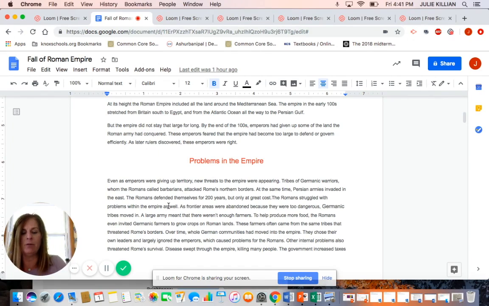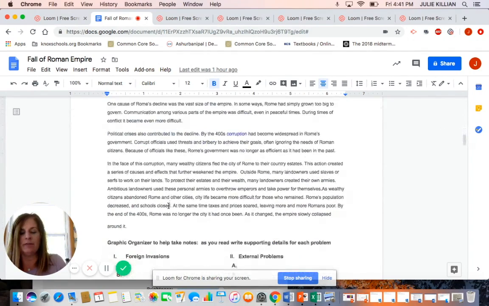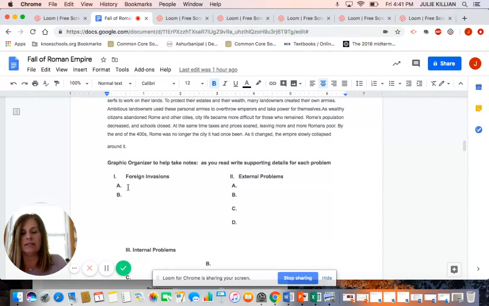So I believe when we go back to our graphic organizer, we could probably fill in the first example here. So for A, we would write a foreign invader, and basically we read up there in the text that it was the Germanic tribes. So you would write Germanic tribes here. And then the second group that came in to try to take over the Roman Empire was the Persian armies.